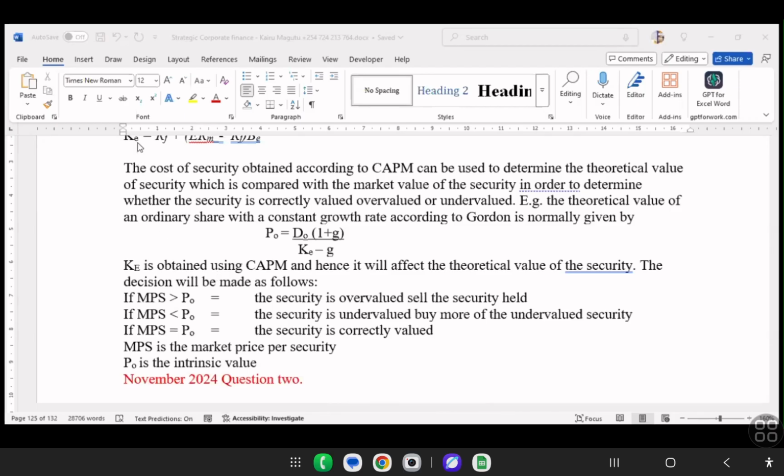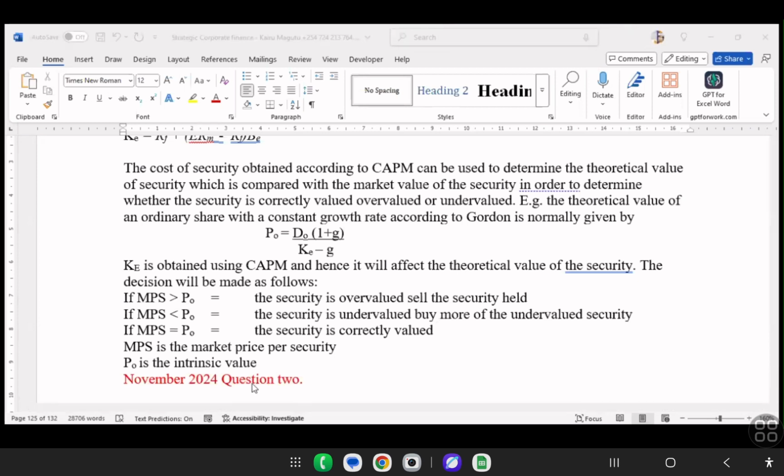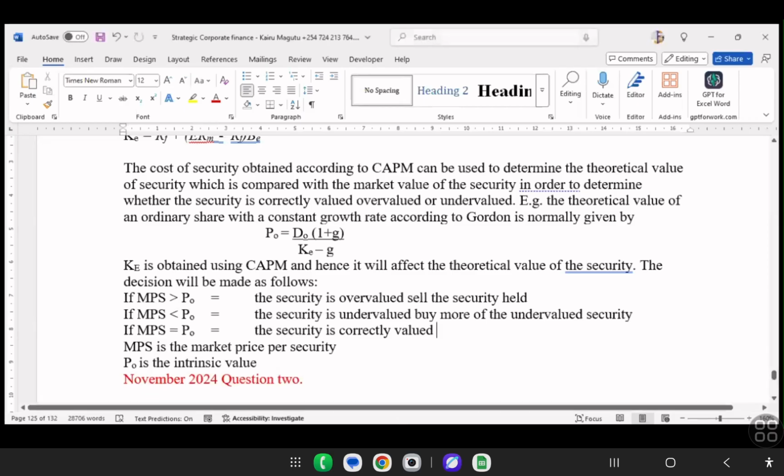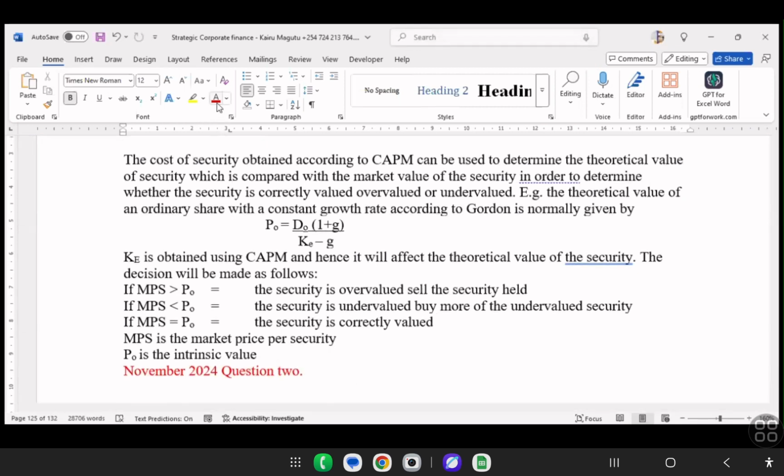I want to demonstrate this using a question in the past paper. From the past paper, look at a question in November 2024, question number 2. Let us have a look at this question. I want us to go to it. If you are there, it is a very nice question.